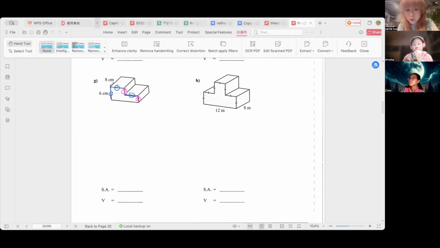If this one is 6 and these two are the same, we can immediately know this pink part is 3 centimeters, right? Get it? And if this blue part is 6, that means this one is 6. This is also 6, so that means this one is 12. Clear? Okay, so let's move to the next one.